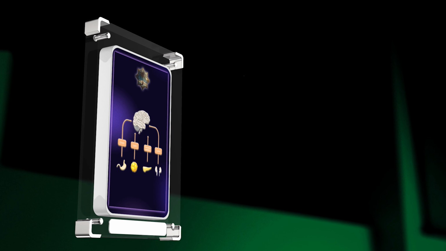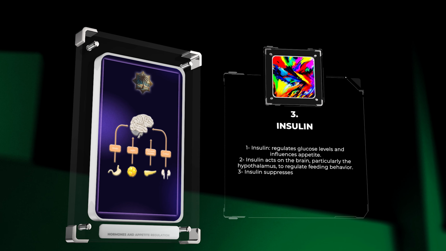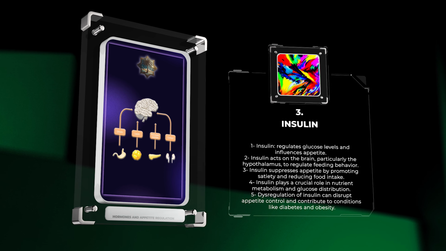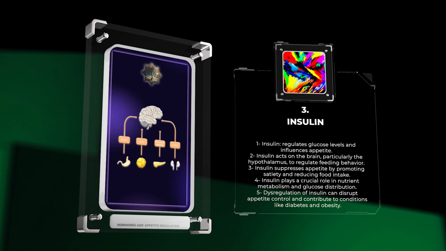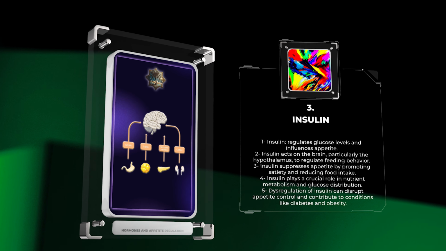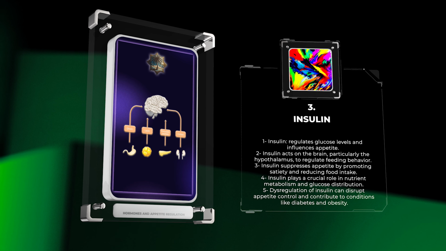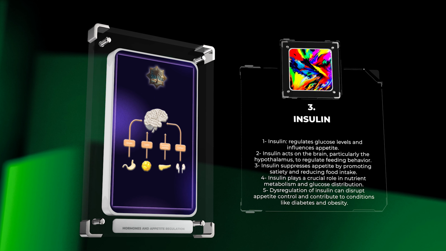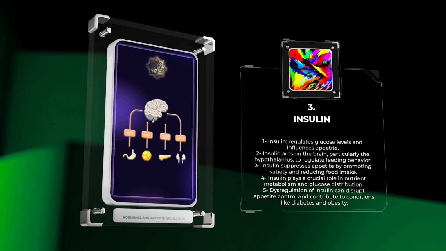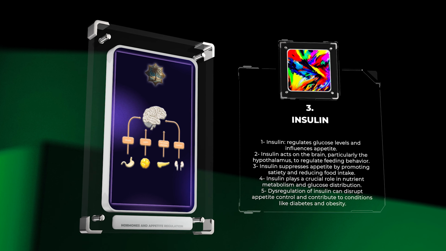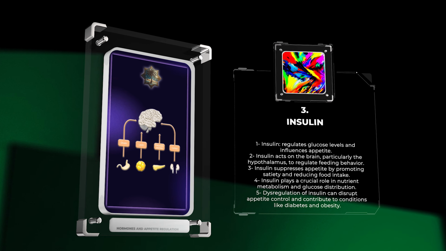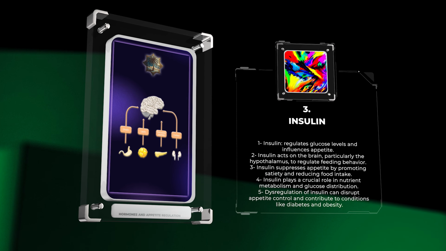Next, we come to insulin, a peptide hormone secreted by the pancreas in response to elevated blood glucose levels. While primarily known for its role in glucose regulation, insulin also influences appetite. Insulin acts on the brain, particularly the hypothalamus, to regulate feeding behavior and energy balance. It suppresses appetite by promoting satiety and reducing food intake.